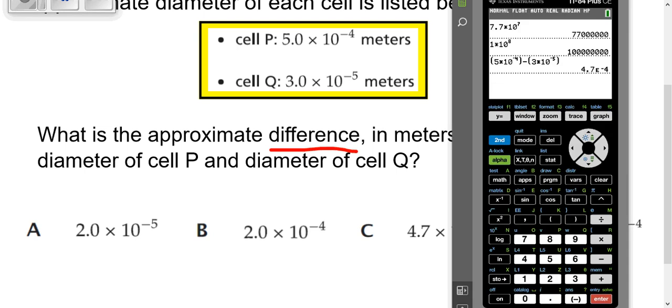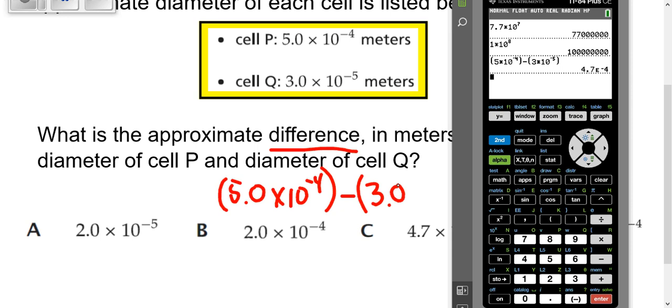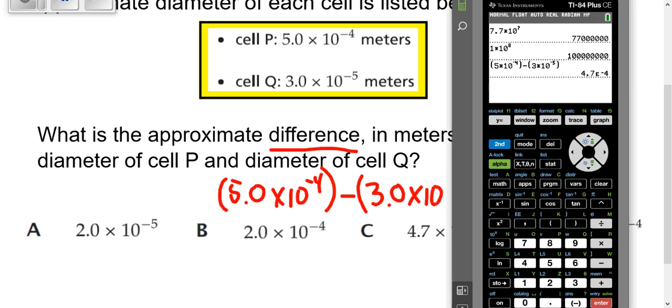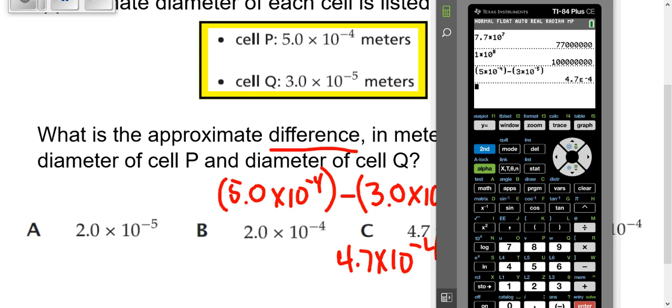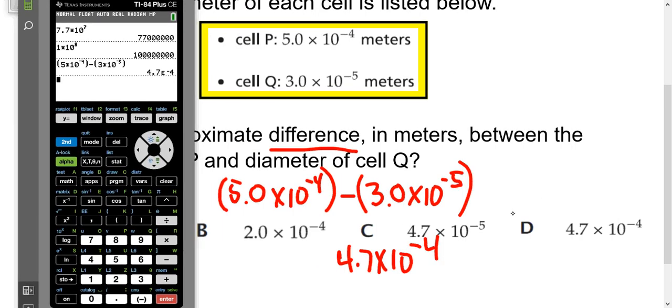So this used to be much more difficult when it was by hand. I mean, when you didn't have a calculator for it. But anyway, whatever. So you have 5.0 times 10 to the negative fourth, and you're trying to find the difference, subtracting, not minusing, I don't even know if that is a word. You're subtracting like that to the negative fifth, and I put that into my calculator, and I had 4.7 times 10 to the exponent of negative 4, and that, my friends, is D.